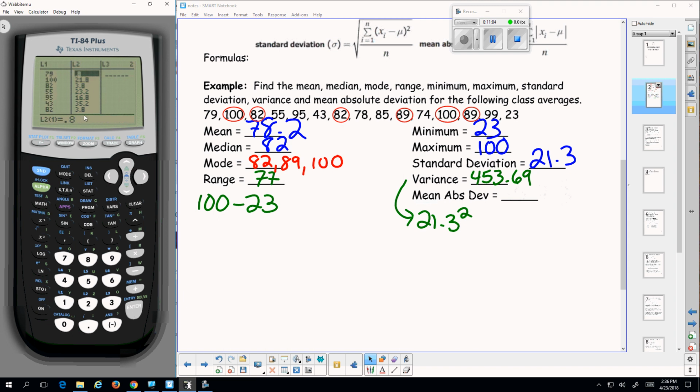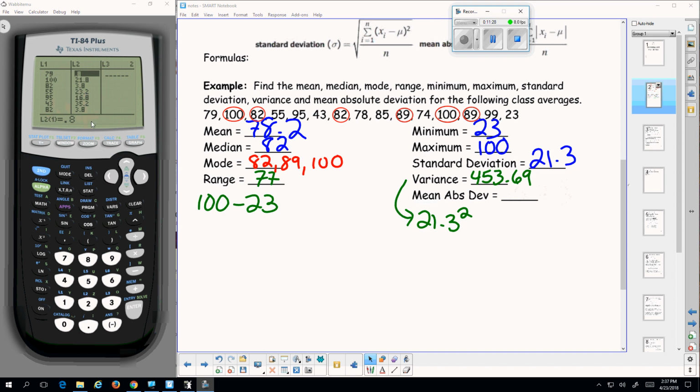And it gives me a new set of values. What those numbers mean, those are how far each of these values are from the mean. So like 79 is 0.8 away from the mean. 100 is 21.8 from the mean. 82 is 3.8 from the mean. So all these numbers just tell you how far each of these values are from the mean.